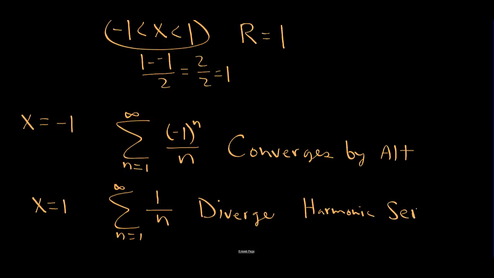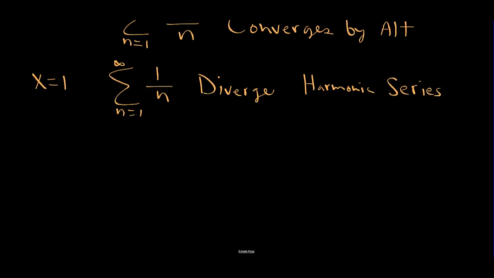So we're ready now to write the interval of convergence. The interval of convergence is going to go like this. It's going to be -1 included, comma 1 not included. So in this particular series, we know it has a radius of convergence of 1 and an interval of convergence to be this. This is our interval of convergence.